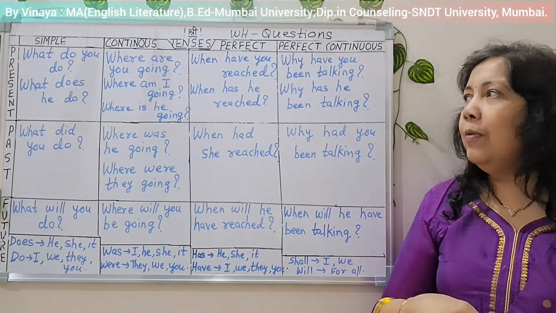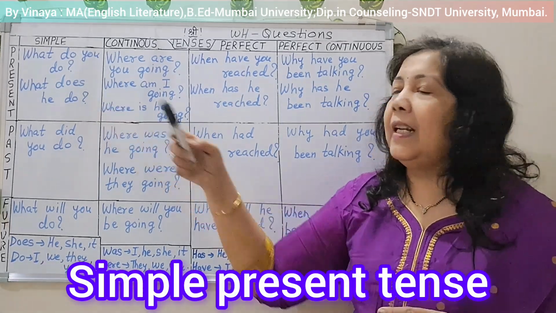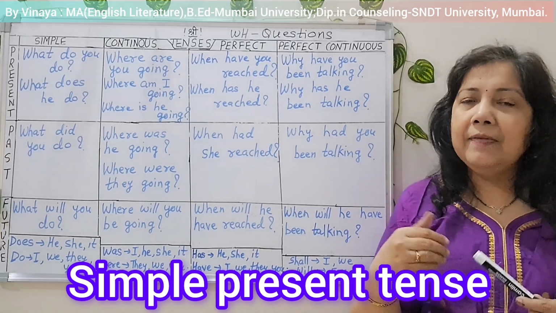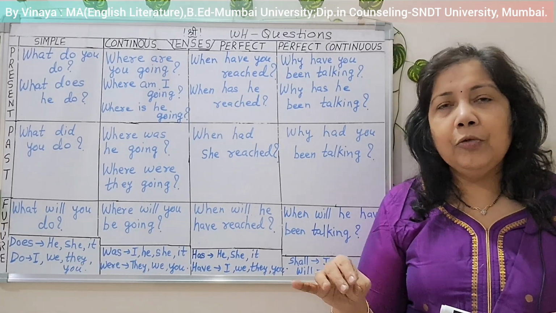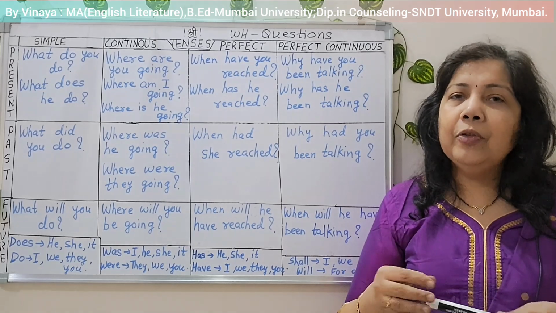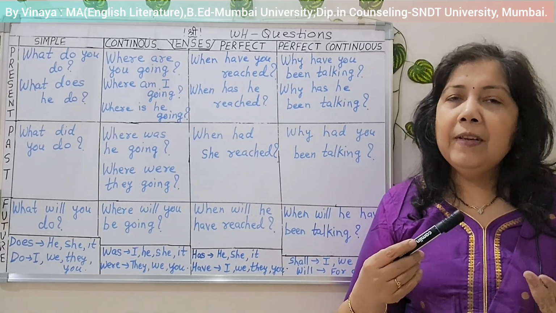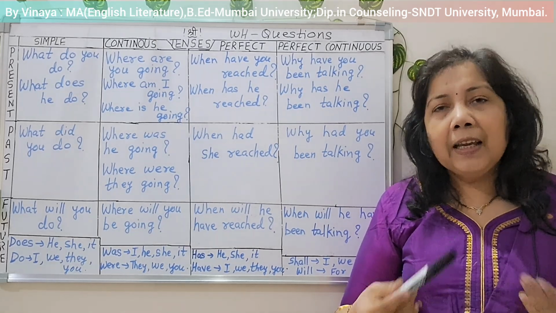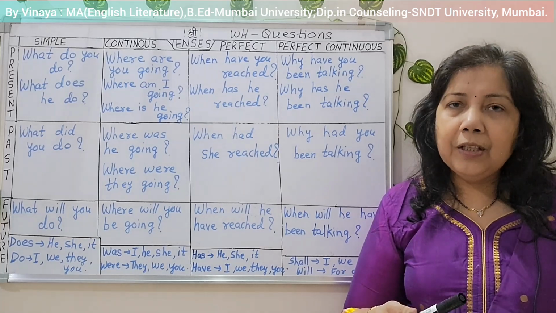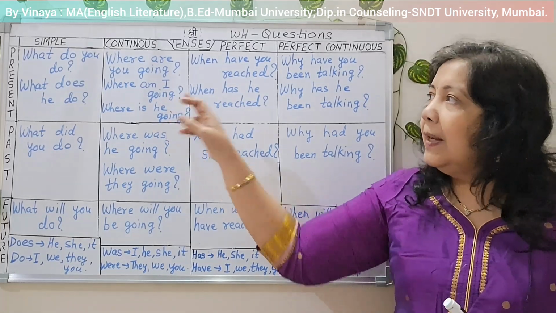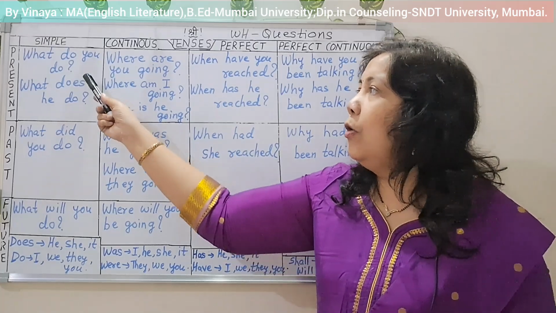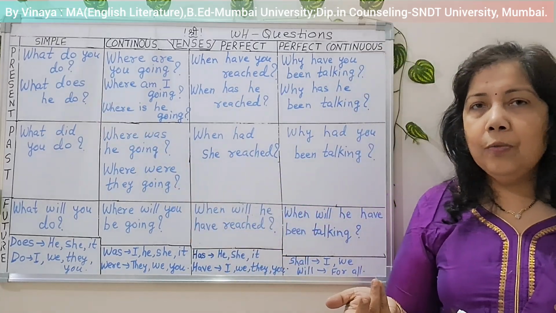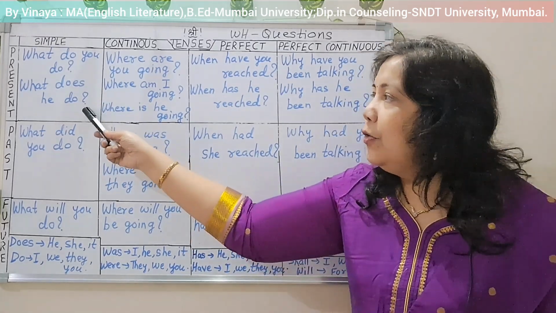Let us start now. First is simple present tense. When do we use this tense? When we want to tell something habitual. Any action which is habitual, continuously done, or regular, or a universal truth, we say in simple present tense. Here the WH question is, what do you do? Or what does he do?